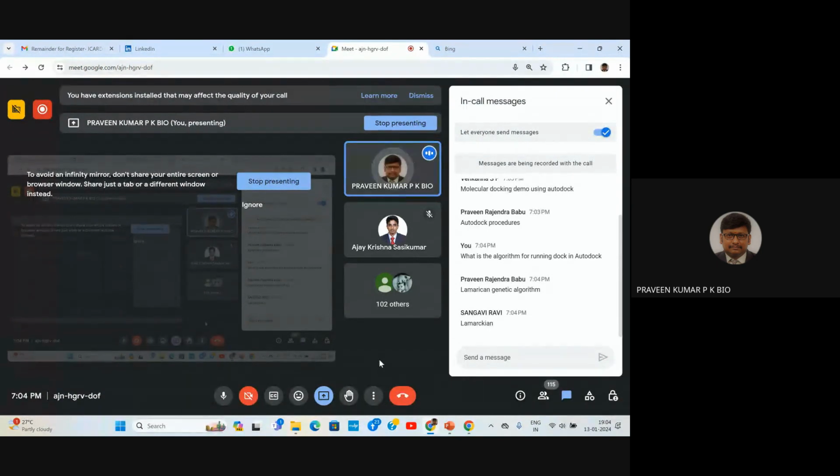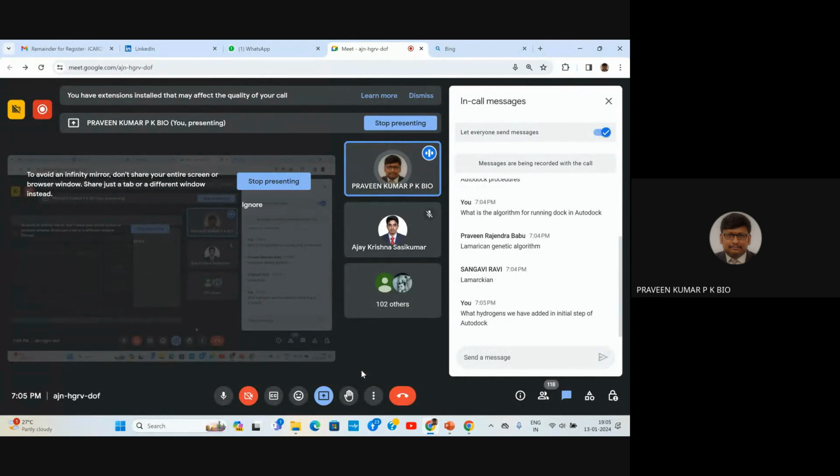So the second question is about what hydrogens we have added in the initial step of AutoDock. There are types of hydrogens, isn't it? So what kind of hydrogens did we add in the initial step of AutoDock? We have added charges. We have added hydrogens. What hydrogens and what charges? Also mention to me about charges.